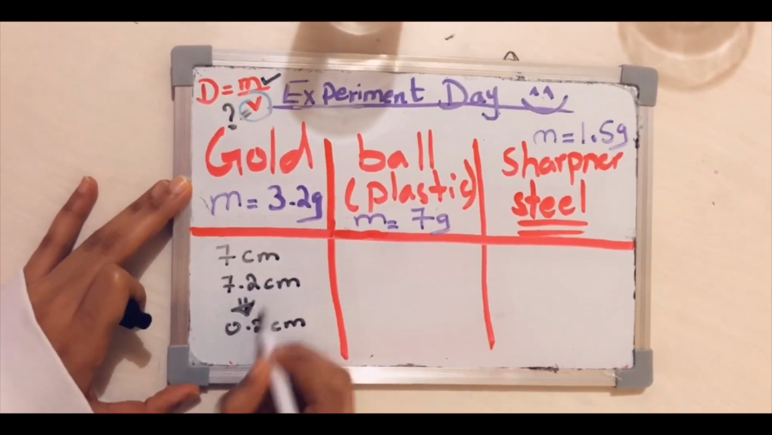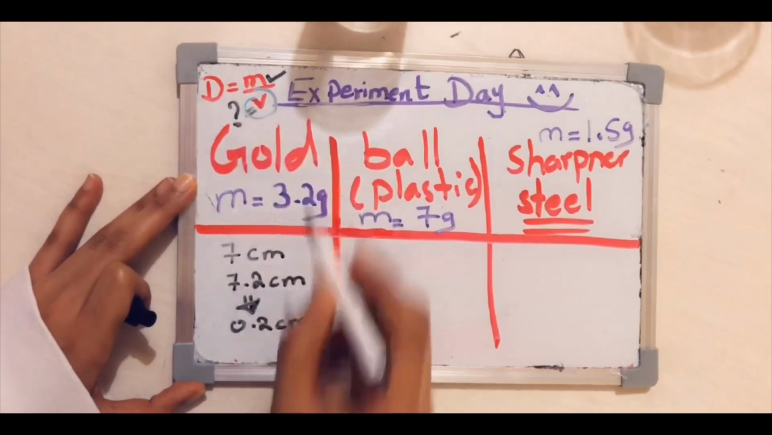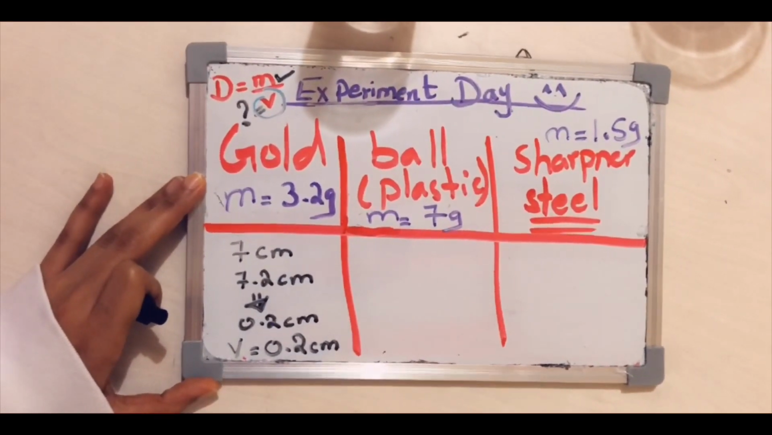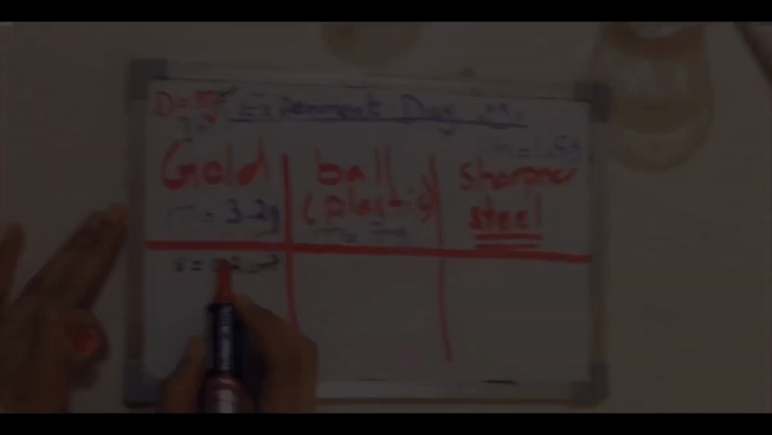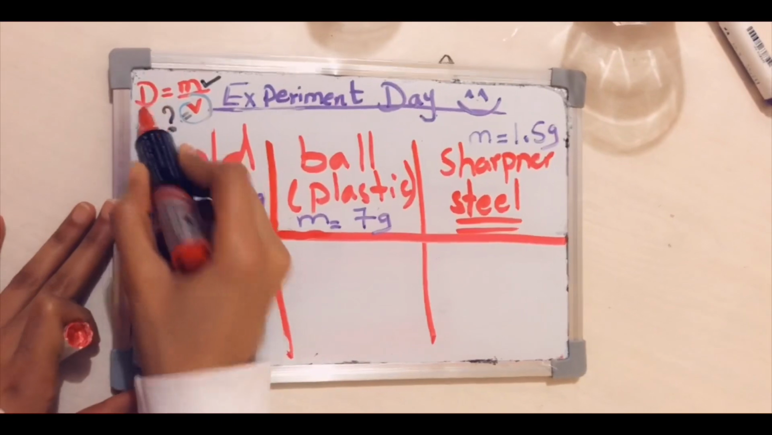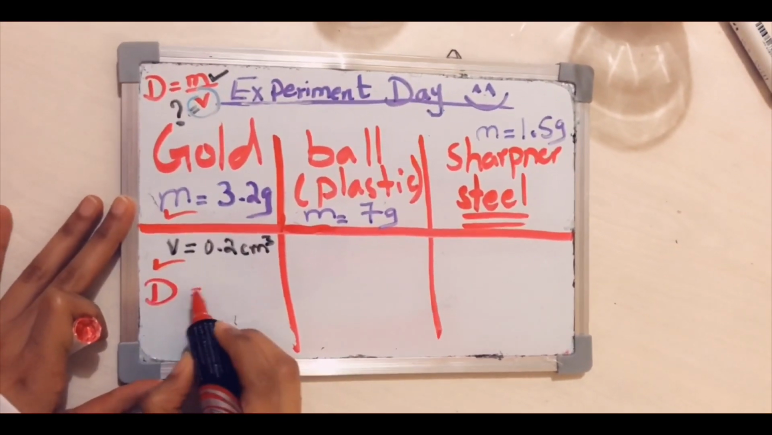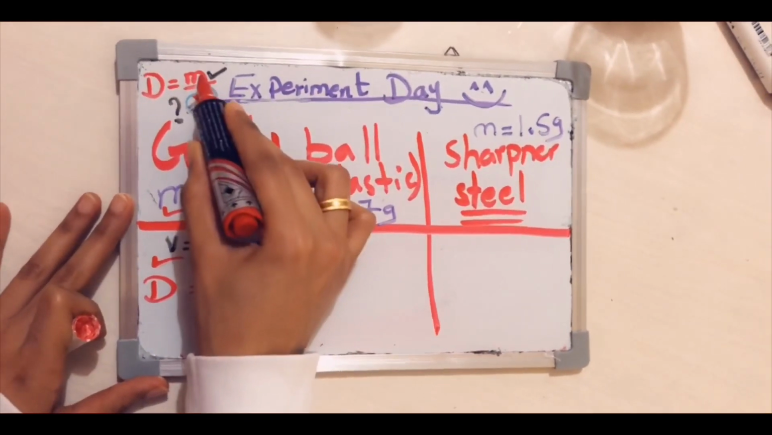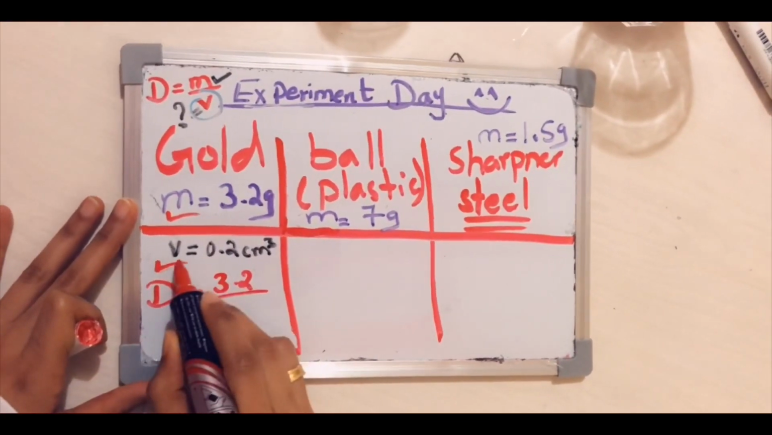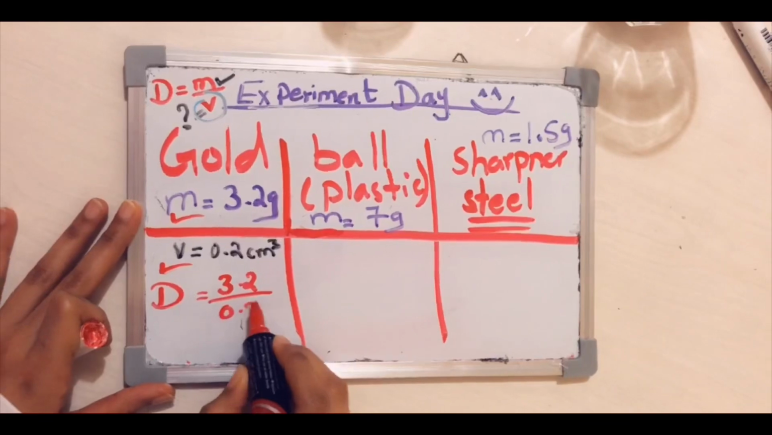The difference between the two lengths is going to determine my volume. So the volume in that case is going to be 0.2 centimeter cube. Okay, alright, so now I have the mass and I've got the volume. How can I get the density? So density is going to be mass, which is 3.2, over the volume, which is 0.2.